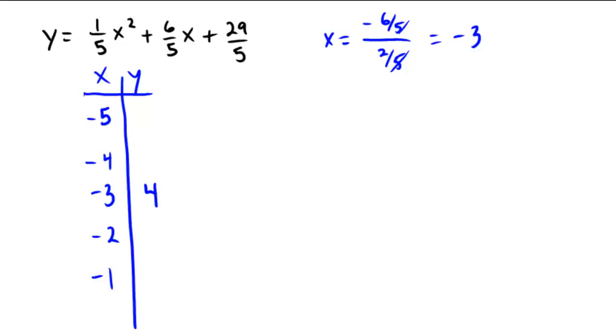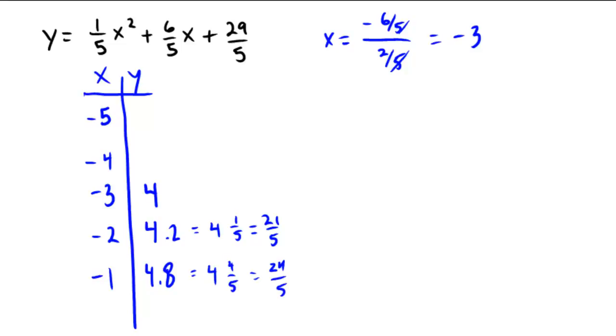Now, before I went down, let's go up this time. Negative 2 gives me an answer of 4.2, or 4 1/5. So instead of 4 1/5, I'm going to plot this one as 21 over 5. And then for negative 1, we get 4.8, which is 4 4/5, which would be 24 over 5. Okay, because of the symmetry of the parabola, the answers on the other side would also be the 21 over 5 and the 24 over 5. And those 5 points would be sufficient for getting the graph of this problem.